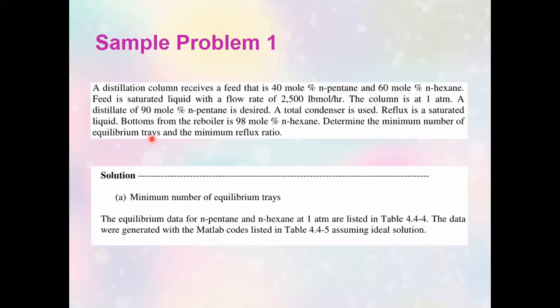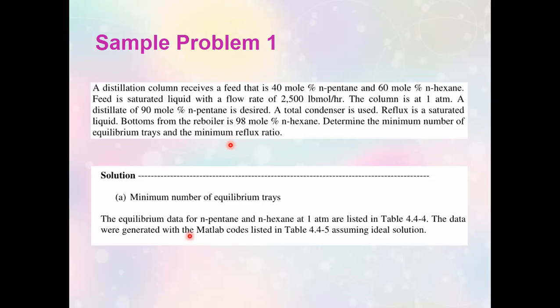saturated liquid. Bottoms from the reboiler is 98 mole percent hexane. Determine the minimum number of equilibrium trays and the minimum reflux ratio. So in here, you are to find the N minimum, and also the R minimum, the minimum reflux ratio.